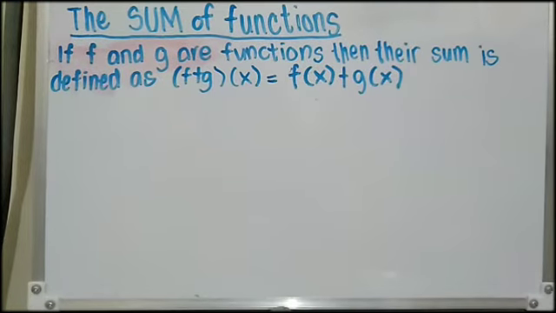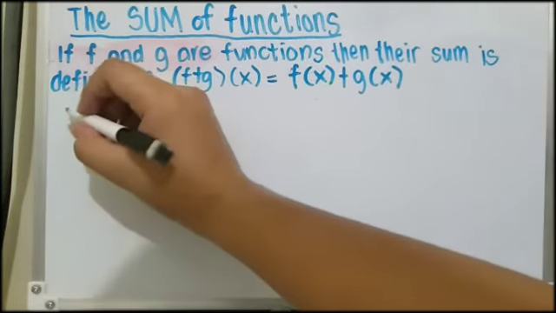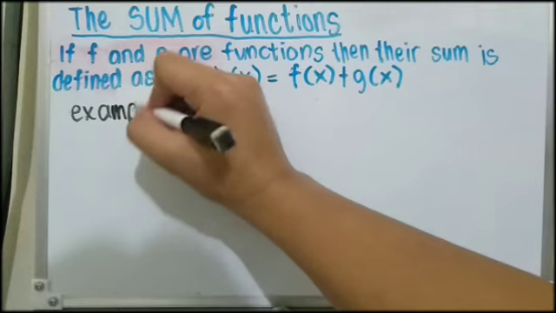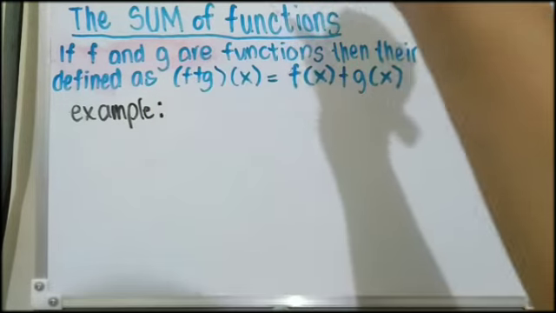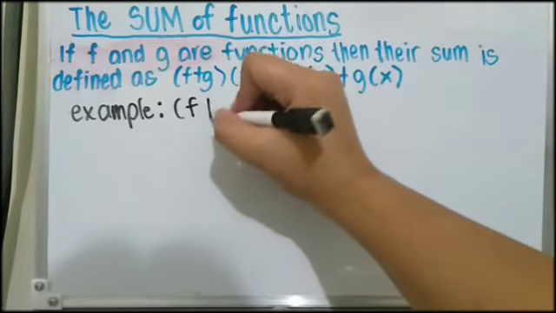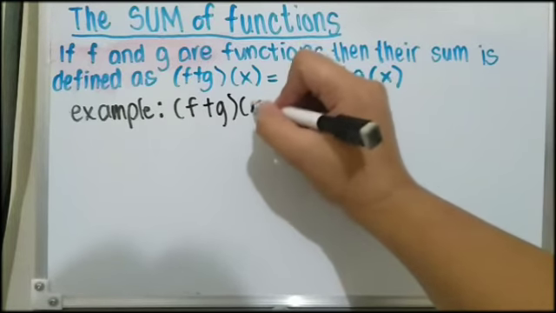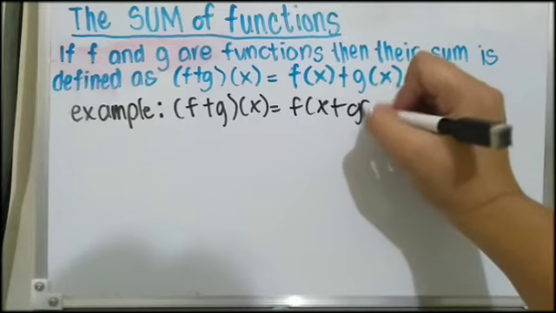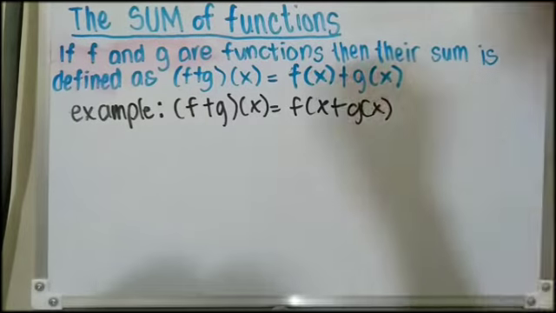So in addition of functions, if f and g are functions, then their sum is defined as (f plus g)(x) is equal to f(x) plus g(x). So, example. We have here (f plus g)(x) is equal to f(x) plus g(x).